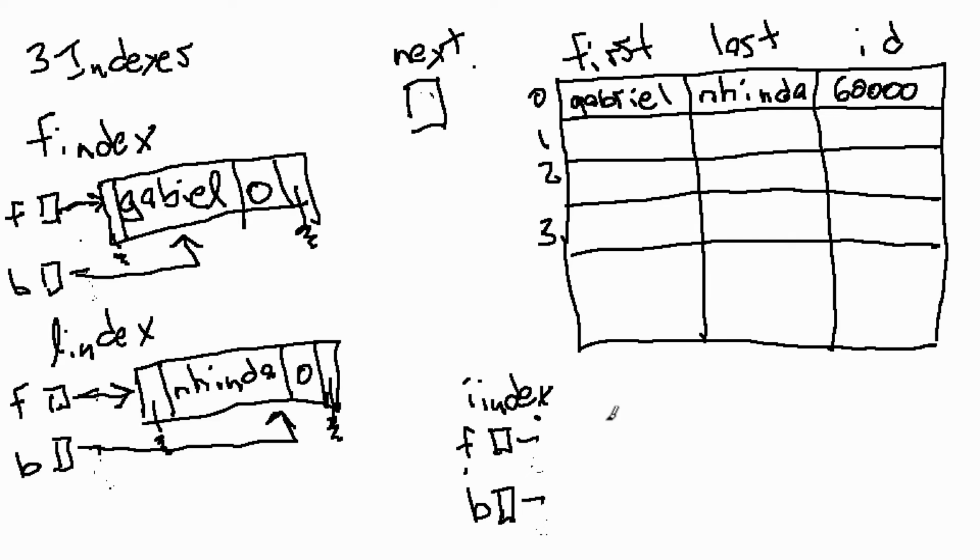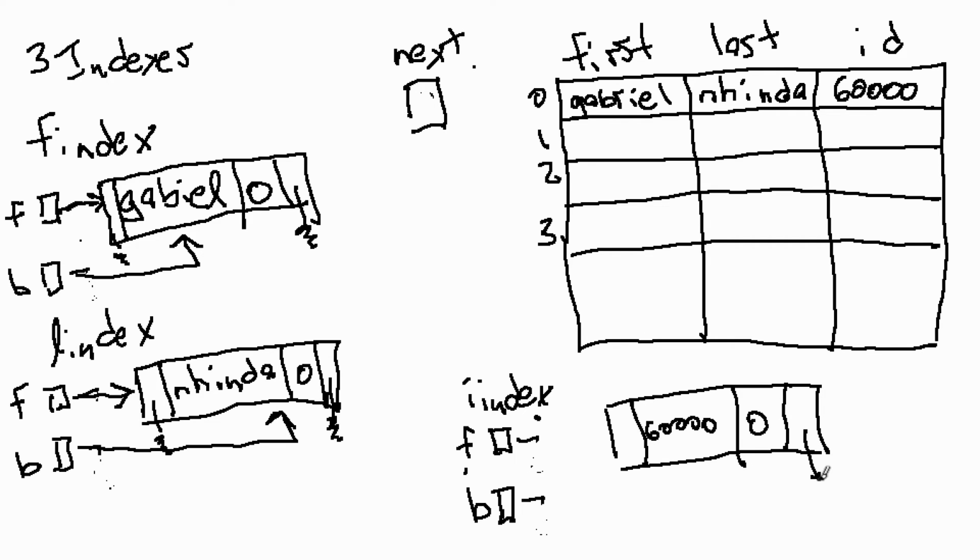And then I come over here, and I am going to have another node over here. That is going to have a 60,000 here, and again a 0 here. This points to null, this points to null, and this points to the front, and this points to the back, just like that. So that's what this looks like after our first insertion.